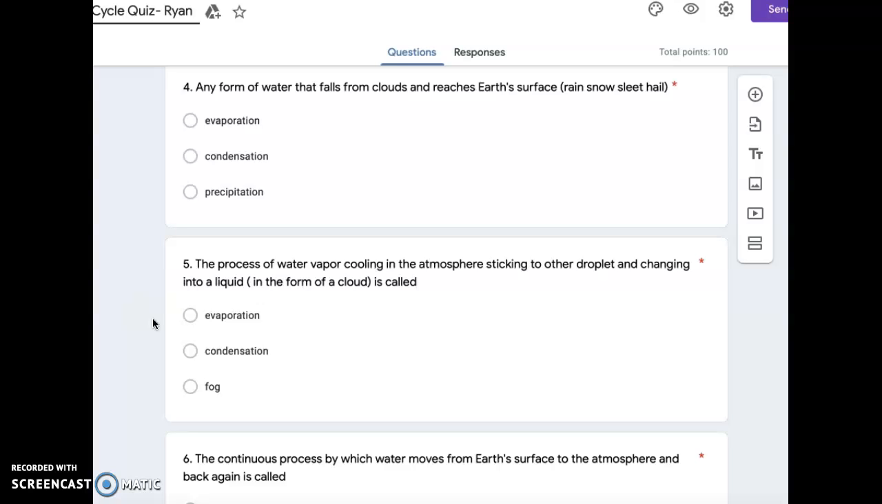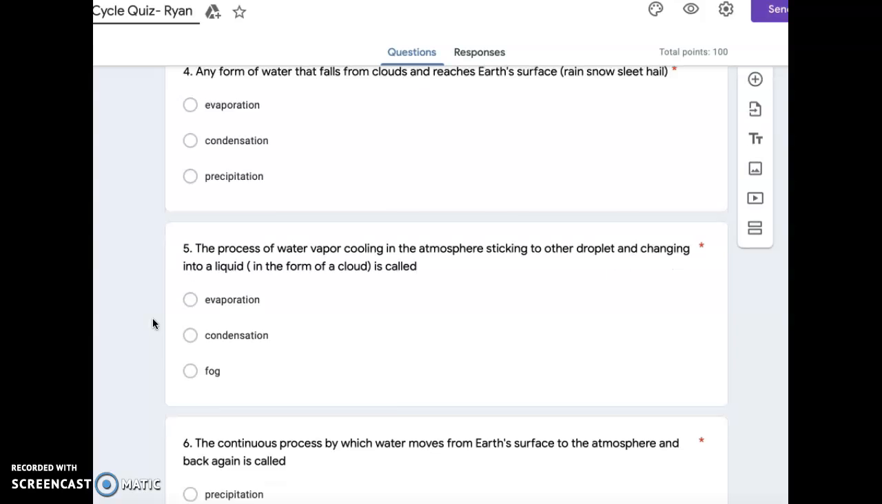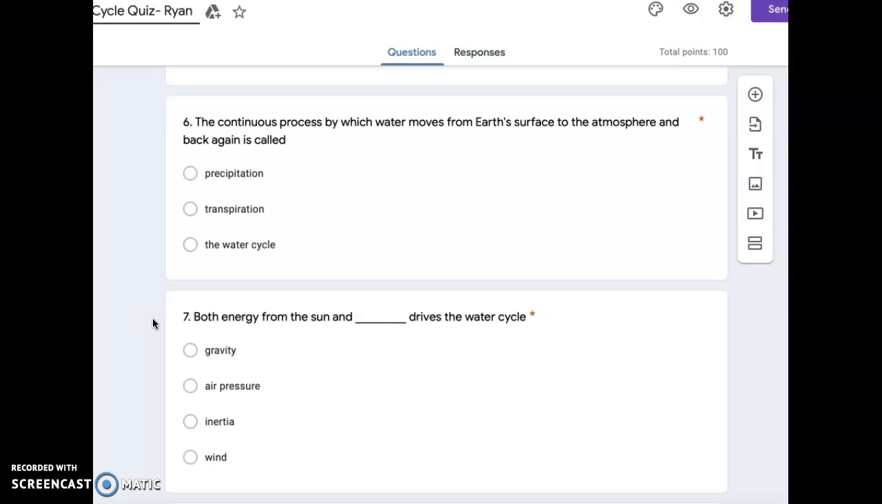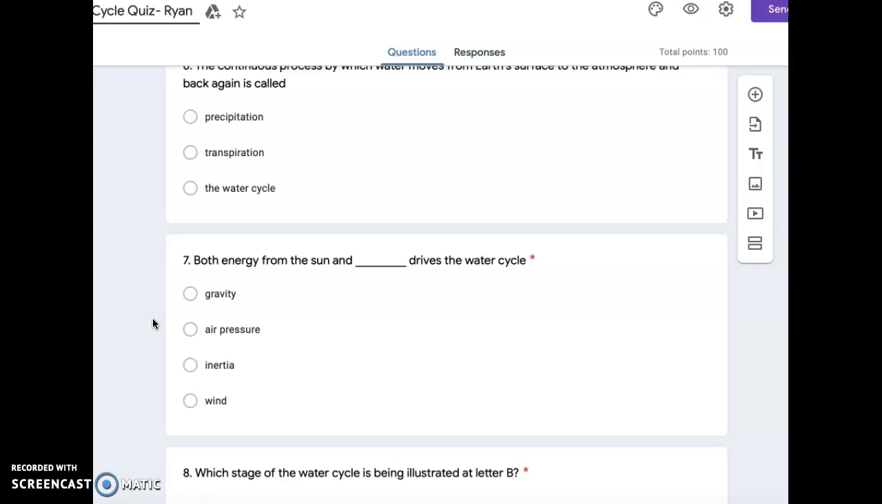Number 5, the process of water vapor cooling in the atmosphere, sticking to the other droplet, and changing into a liquid in the form of a cloud is called evaporation, condensation, or fog. Number 6, the continuous process by which water moves from Earth's surface to the atmosphere and back again is called precipitation, transpiration, or the water cycle.